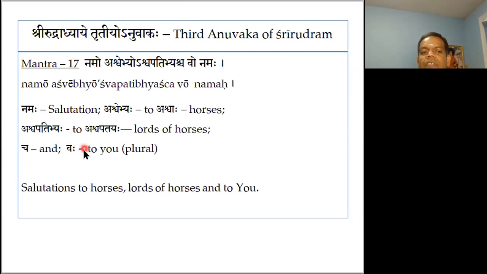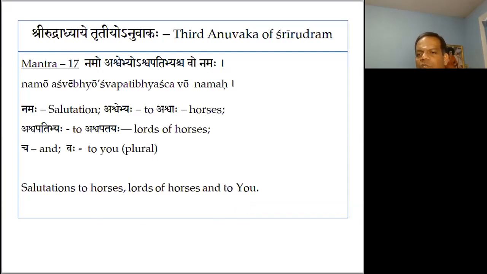And then we say Vaha. That is you. The Lord is present in all of them. To that Lord we bow down. Namo Ashvebhyo Ashvapatibhyascha Vo Namaha. Salutation to the horses, the lords of the horses, and to you.